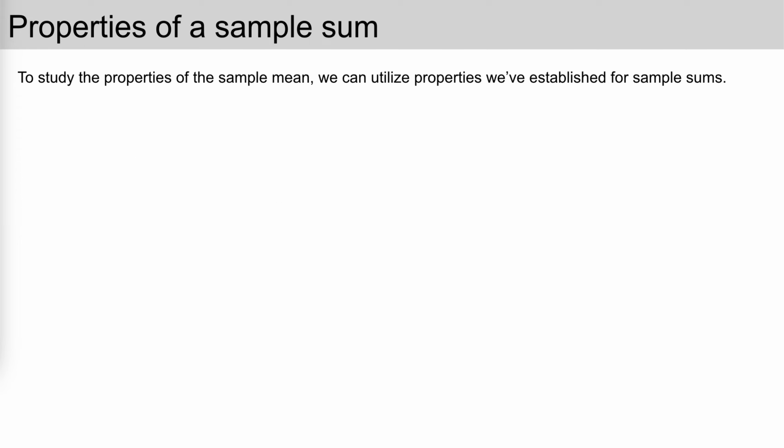To study the properties of the sample mean, we don't have to start from scratch. Since the sample mean is calculated by dividing the sample sum by the sample size n, we can utilize properties that we've already established for sample sums.